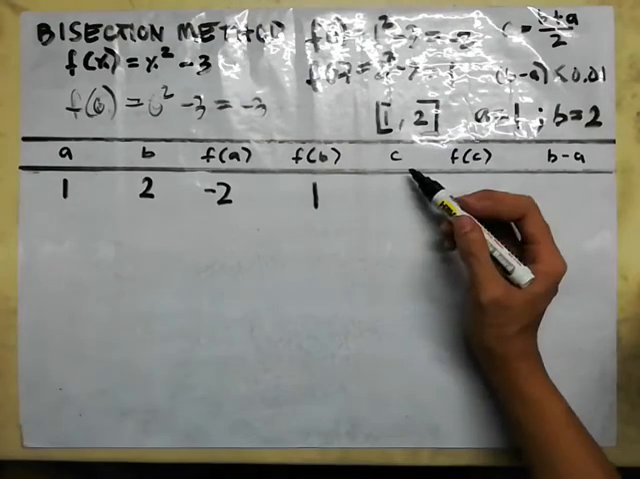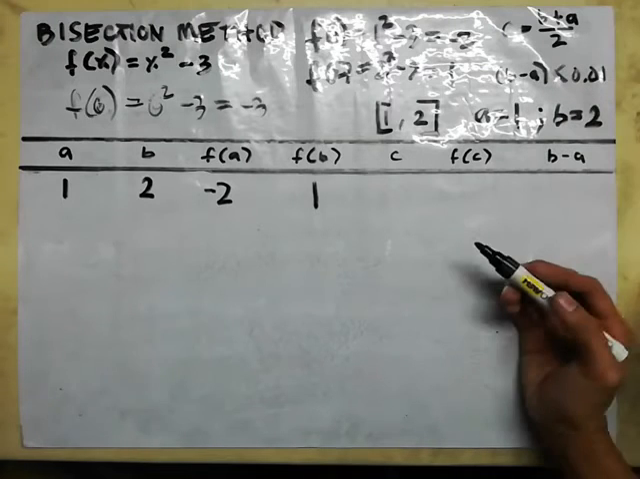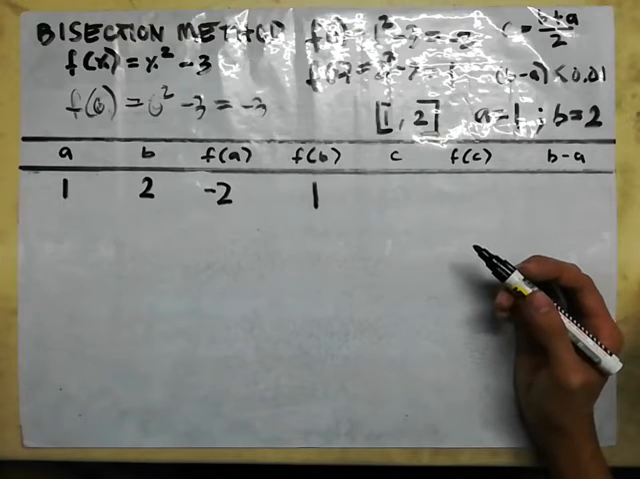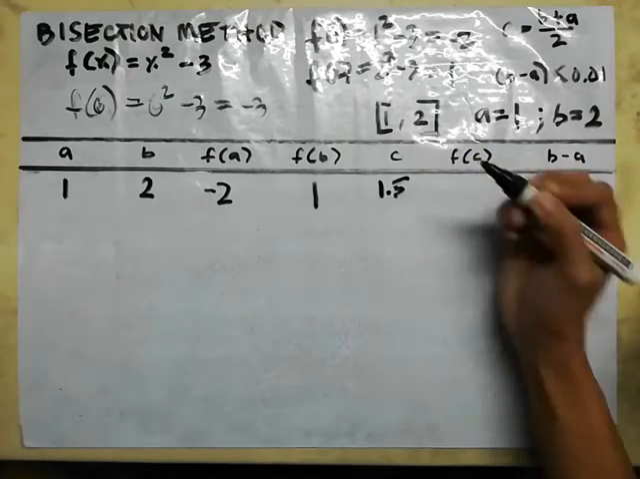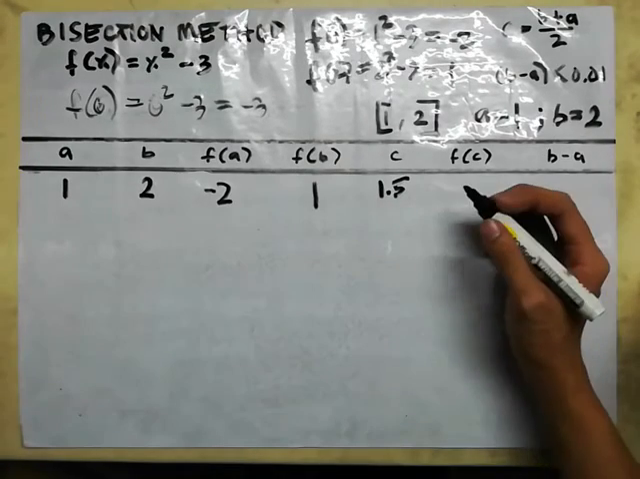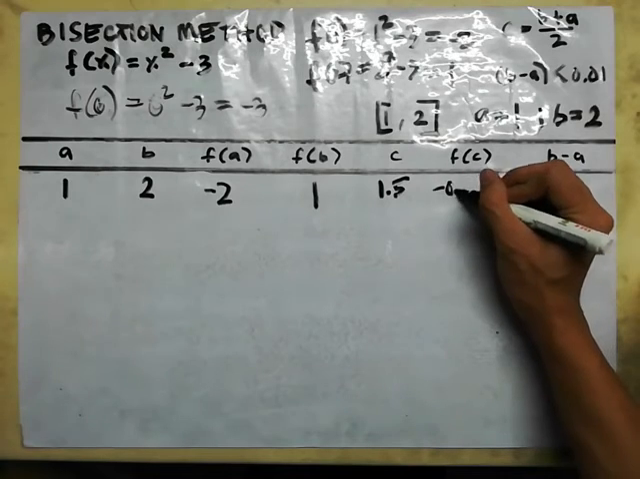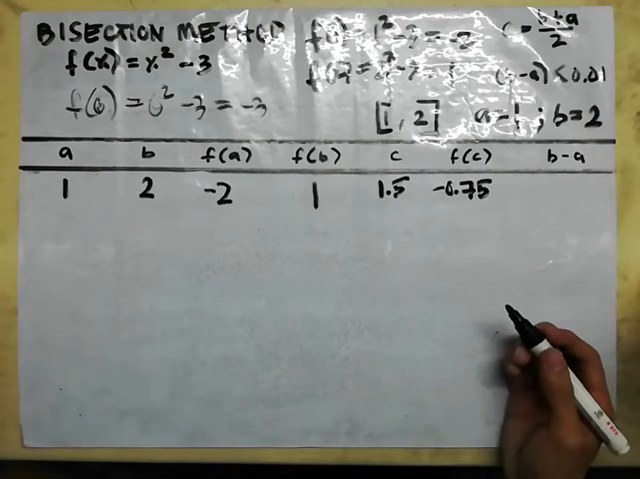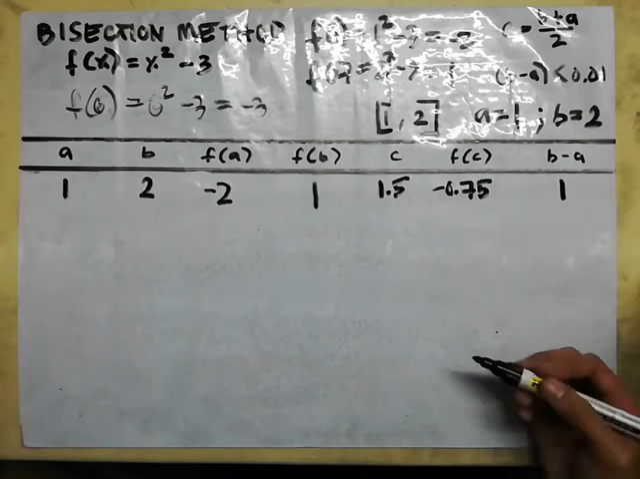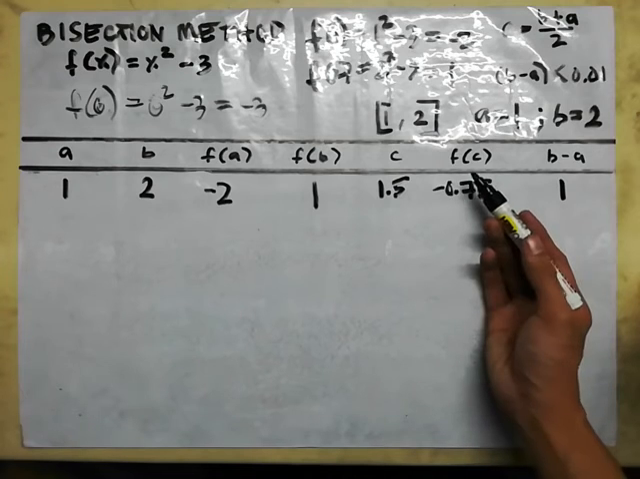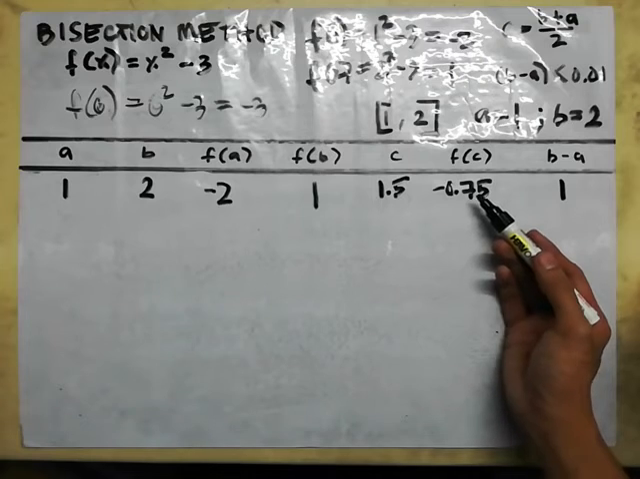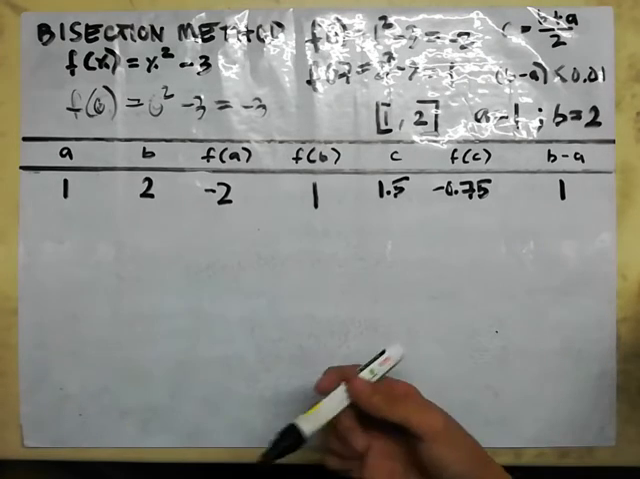For our c, we have this formula for c, b plus a over 2. So we have 2 plus 1 over 2, which is 1.5. By substituting this 1.5 in our function, we have negative 0.75 for the function of c. And for b minus a, we have 2 minus 1, so we have 1. Since the function of c is negative, the value for a will be changed in our next iteration.